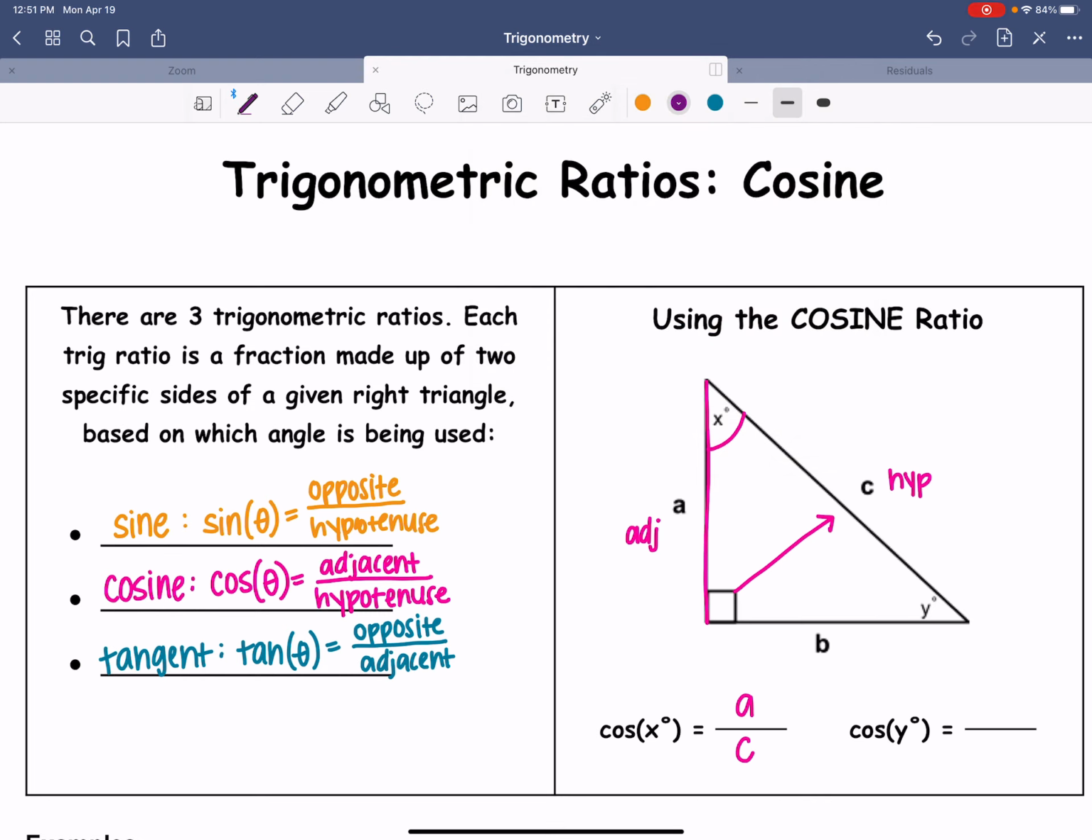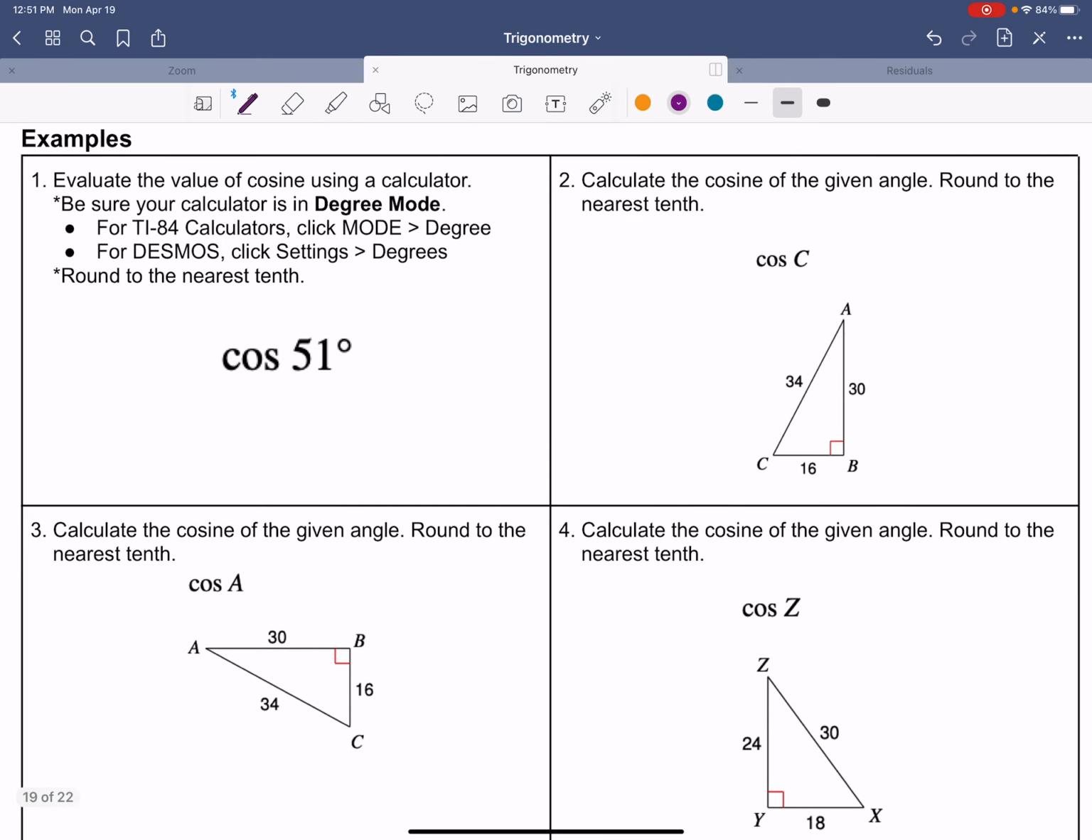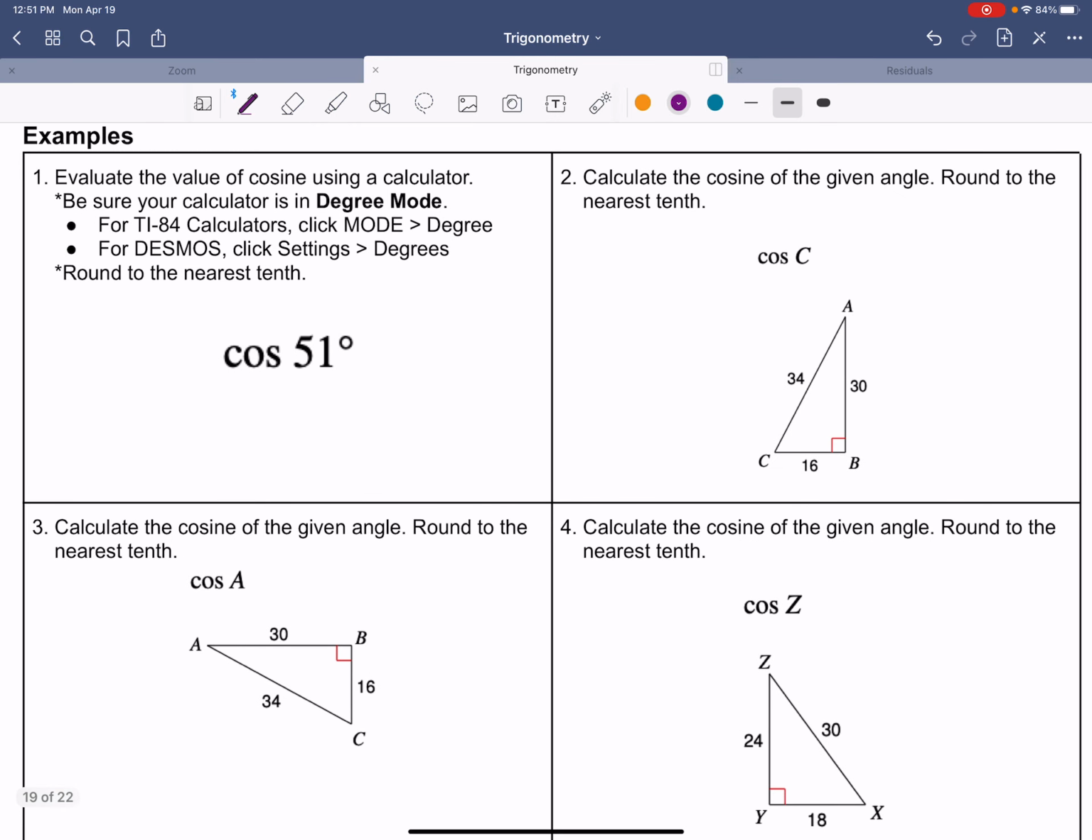Now if we were looking from the cosine of y, so we're using y as our reference angle, the side that's adjacent to y is the side B, and once again the hypotenuse stays as C because that's directly across from the 90-degree angle. Let's do a few examples.